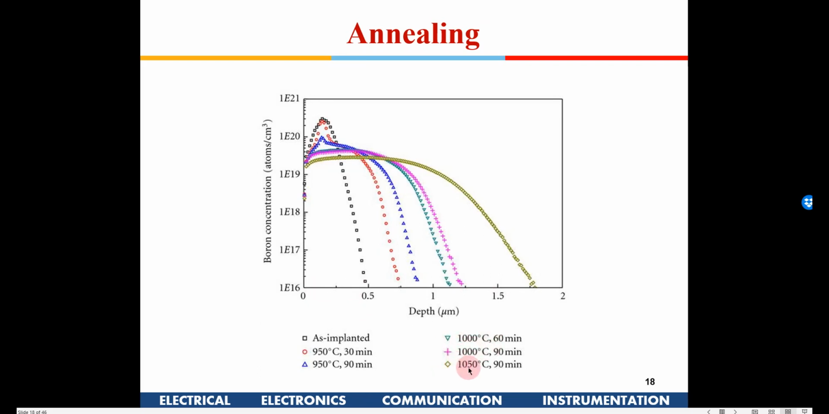So if you see here, the last one, this greenish color thing, you heat it up to 1050 and keep it for 90 minutes. Then whatever was implanted, which got concentrated close to the surface, gets evenly spread out. So after every implantation, we need to do annealing. Annealing is nothing but heating the chip wafer to a specified temperature and keeping it in that condition for a specified duration of time. So this is known as annealing.